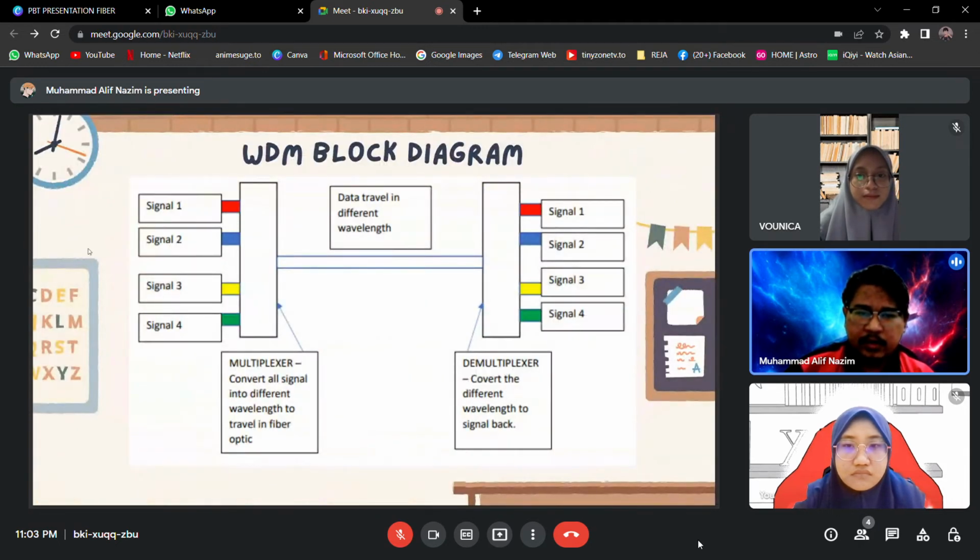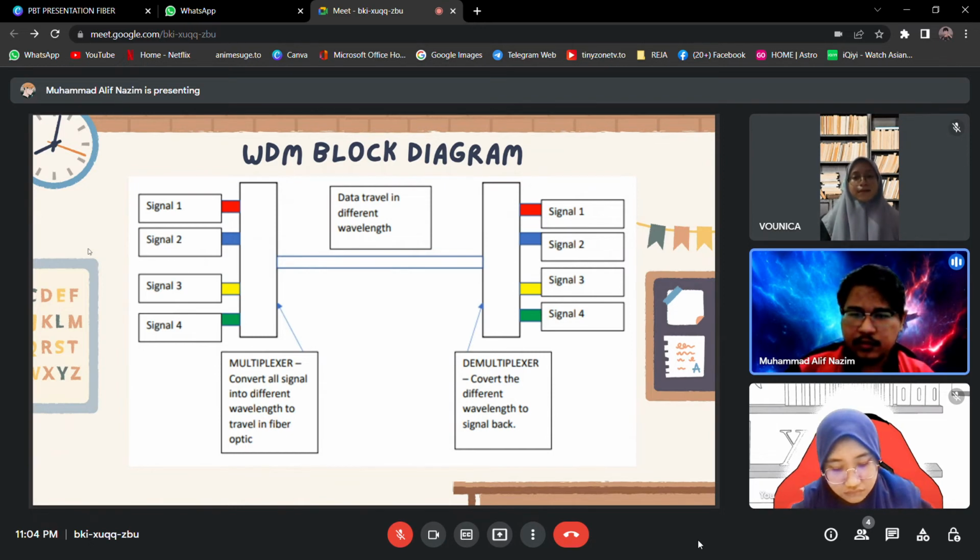This is the WDM block diagram. From the transmitter, we have different wavelengths, which are signal 1, signal 2, signal 3, and so on. The signals flow through the multiplexer, which converts all signals into different wavelengths to travel in the fiber optic. In the middle, data travels in different wavelengths, which is one way. Before going to the transceiver, the signal goes to the demultiplexer, which converts the different wavelengths back to the signal sent.